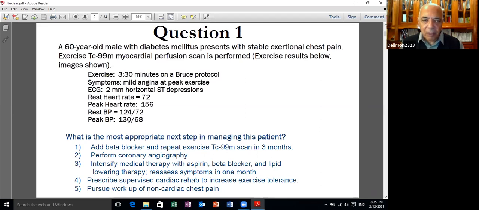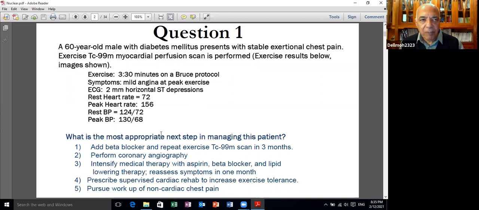It means that the myocardium is not able to generate sufficient pressure. So this is a high-risk individual just from the Bruce exercise test. And in addition, there is transient ischemic dilatation. So if you add these to each other, this is a high-risk individual. So obviously, the correct answer will be number 2, perform a coronary arteriogram.